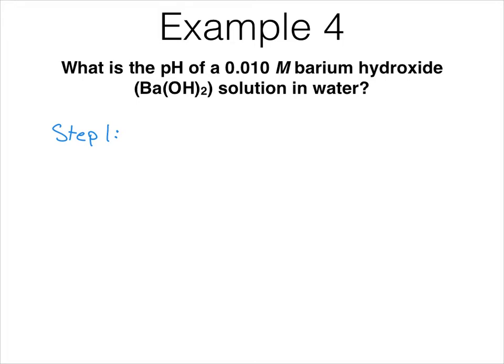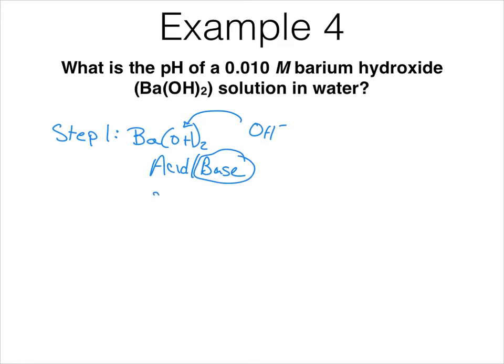And so step 1 is determine if this is an acid or a base, strong or weak. Okay, so the first thing I ask myself is acid or base? Well, we learned last semester that things with hydroxides, these OH minus, these are bases. And then the next question is strong or weak? And barium is in column 2 on the periodic table, and therefore this is a strong base.